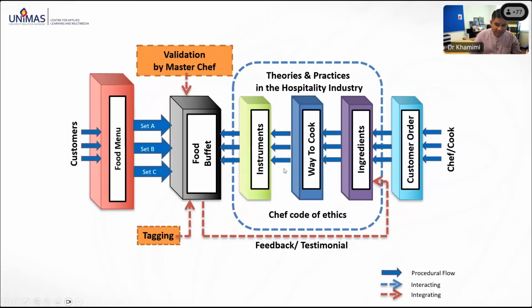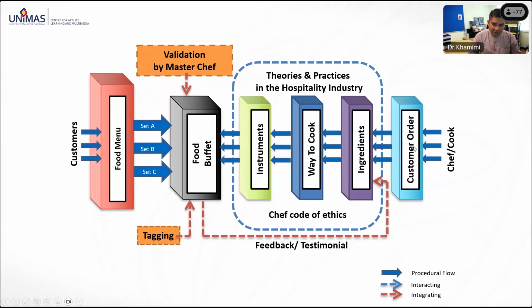So you will see this model whereby the customer comes into the restaurant, they have the food menu, okay. So we don't need 160 dishes or meals. We just need set A, B, or C. Maybe this is Indian food, this is Sarawakian food, this is Malay food, this is Sabahan food, kan? According to the customer needs. And then from the food menu, they will go straight to the chef and cook.